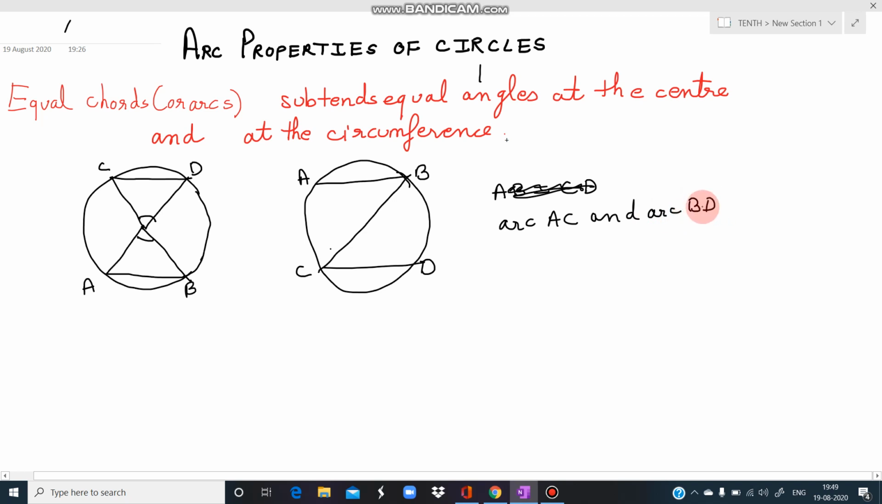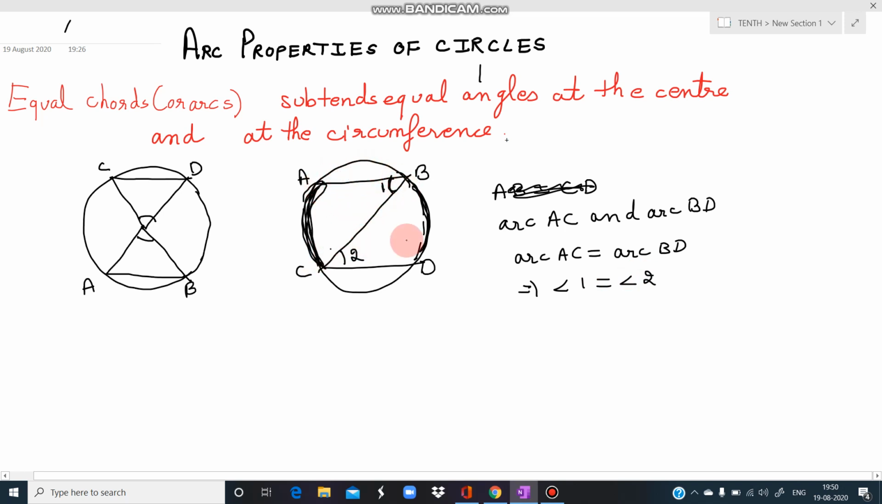This will be easier to prove. Suppose I say that arc AC is equal to the arc BD. If they are equal, now this arc AC, what angle did it make on the circumference? This arc has made this much angle on the circumference, angle 1. And this arc BD, what angle did it make on the circumference? Angle 2. So if two arcs are equal, the angles that they make at the circumference will also be equal.